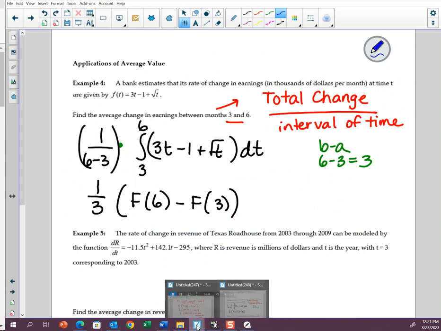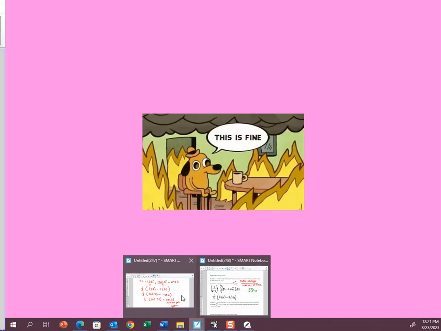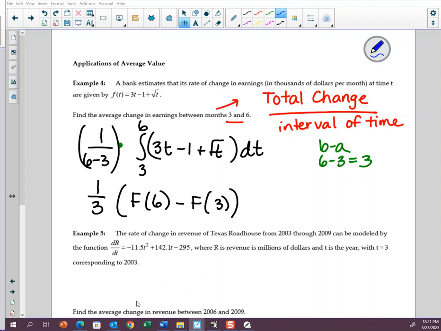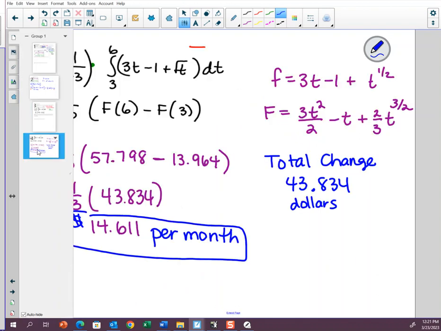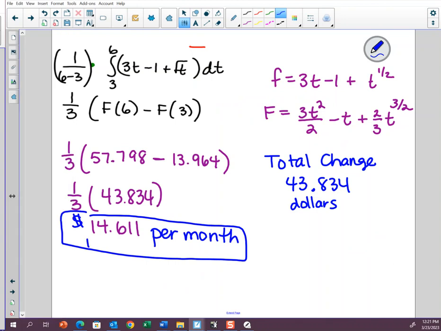Okay, let's say I didn't think it was in just dollars. So let's pipe back up to that. About 14,000 per month, from a total change of about 43,000.